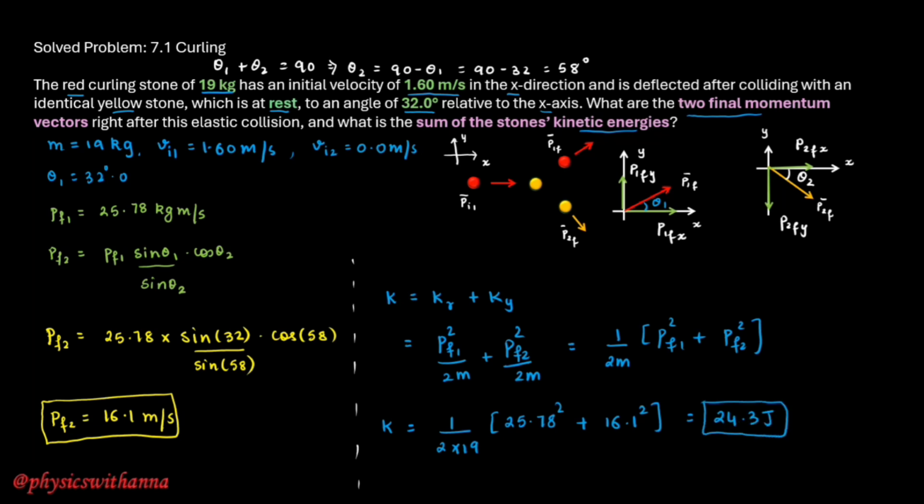So anytime you have a problem in 2 dimensions, you will use the law of conservation of momentum the same way we do for 1 dimension, but treat the x-axis and y-axis separately. And then you can find the resultant by either using the Pythagorean theorem or what we did in this particular problem. Kinetic energy, on the other hand, is a scalar quantity. So once you have found the final momentum of the red and yellow stone, you can just add the kinetic energy values of the individual stones.